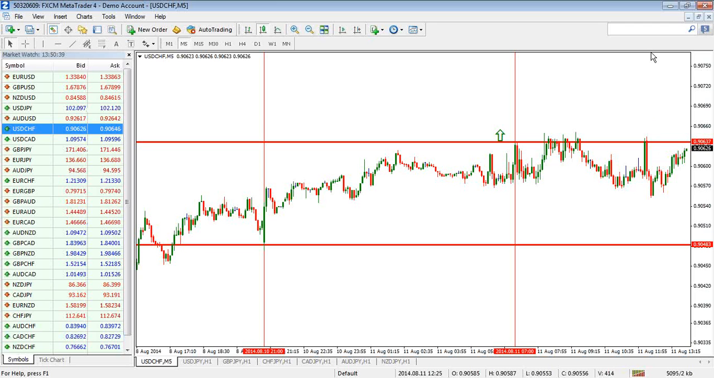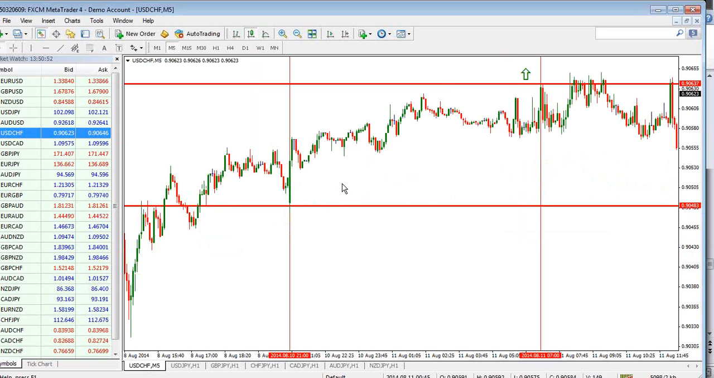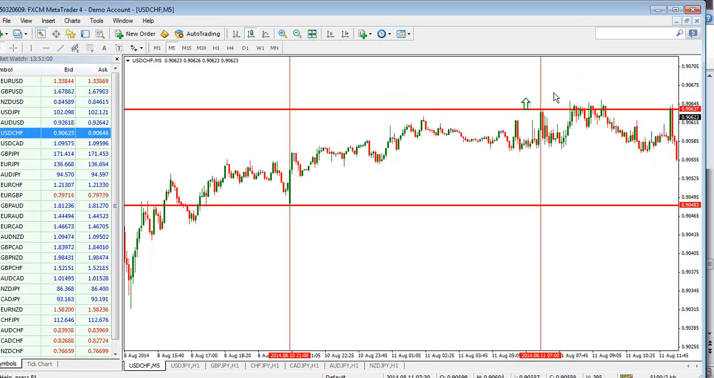But when you look at the range on the dollar Swiss between these levels, it only moved about 15 pips during the Asian session. From this low to this high is about 15 pips. Now on this strategy, your buy would be put in once it breaks the Asian high by 1 pip, and your sell would be once it breaks the Asian low by 1 pip. In this case, it did break the Asian high by 1 pip.